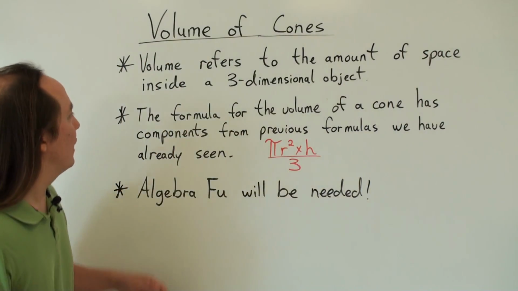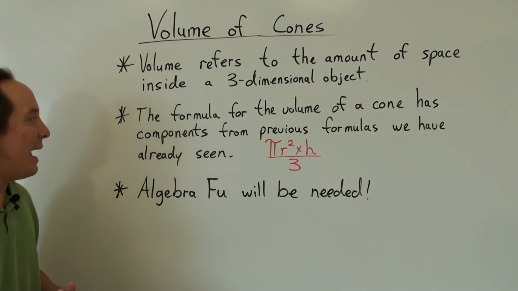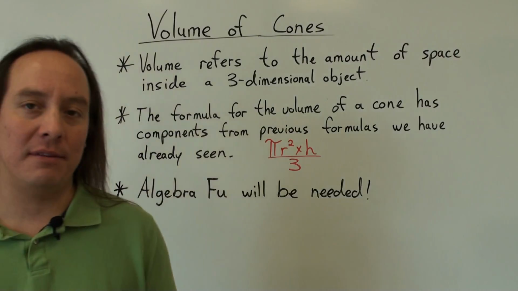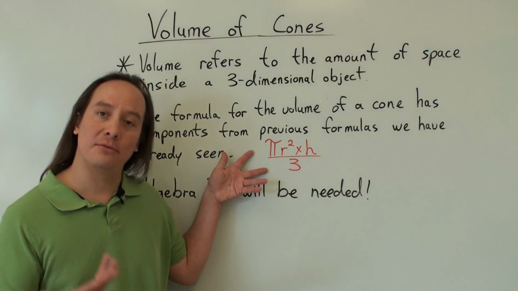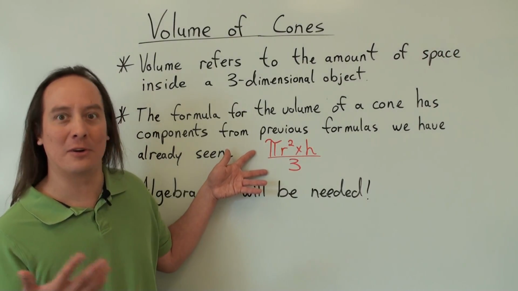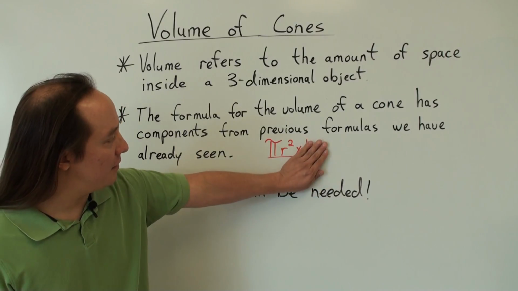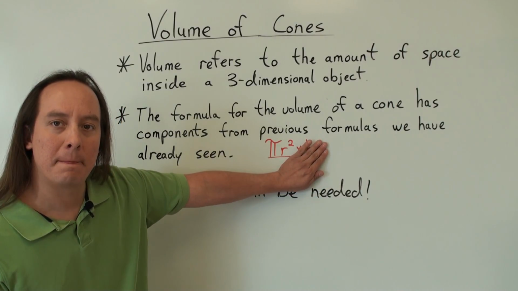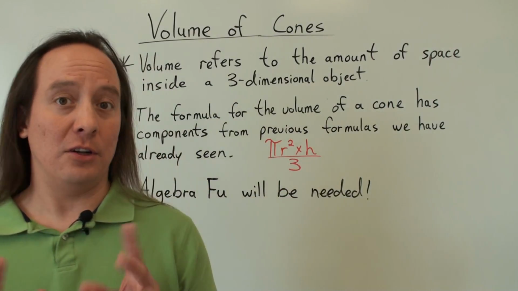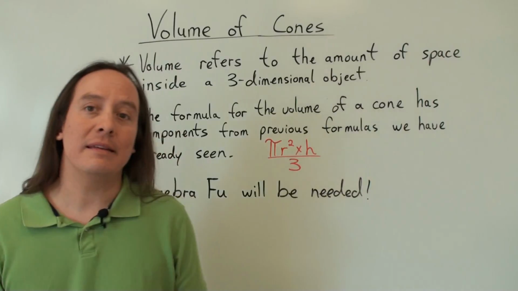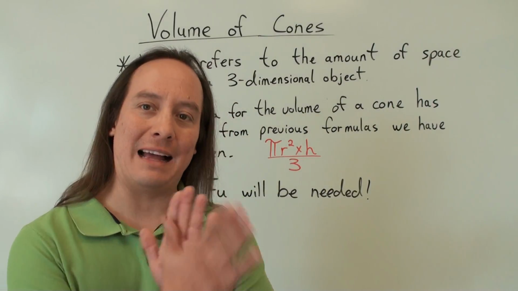Moving on. The formula for the volume of a cone has components from previous formulas that we've already used. This is the formula for the volume of a cone. And you can see that we have this pi r squared. What's that for? Your clue is the squared. Well, that's the area of a circle. Area, not volume, just the area, the flat surface of a circle.